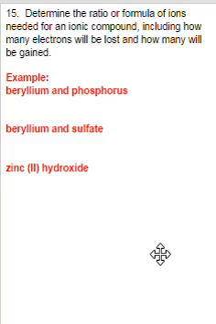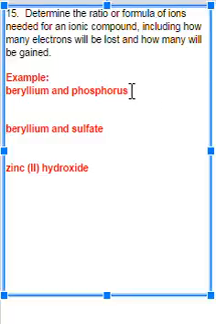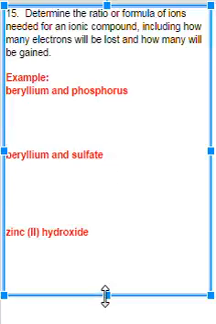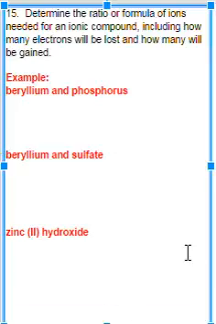Objective 15, determine the ratio or formula of ions needed for an ionic compound, including how many electrons will be lost and how many will be gained. So if we look at beryllium and phosphorus, beryllium and sulfate, and then zinc and hydroxide.